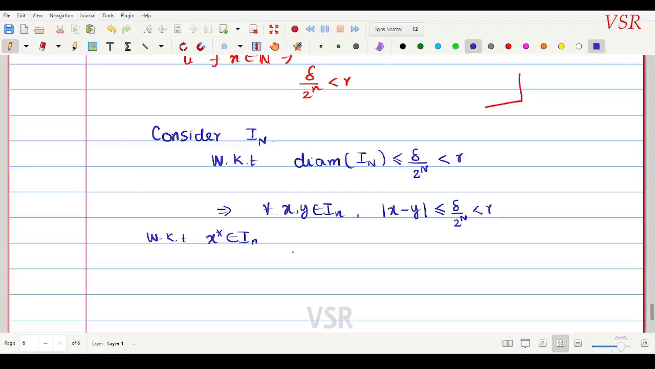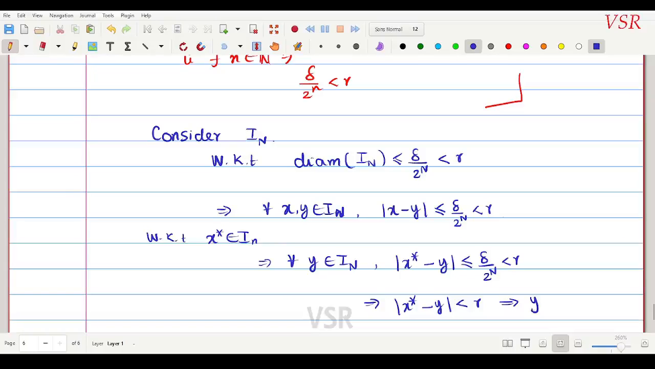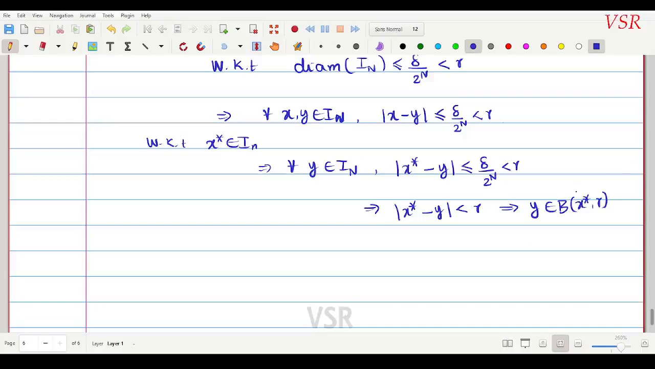Okay, so this implies that for every y belonging to I capital N, we have modulus of x star minus y less than or equal to delta divided by 2 to the power N, which is less than r. So this implies modulus of x star minus y is less than r. So this implies y belongs to the ball with center x star and radius r. Correct? Y lies inside the ball with center x star and radius r. You started with y belonging to I N, then you have proved that y belongs to this. So this implies that I N is a subset of the ball with center x star and radius r.